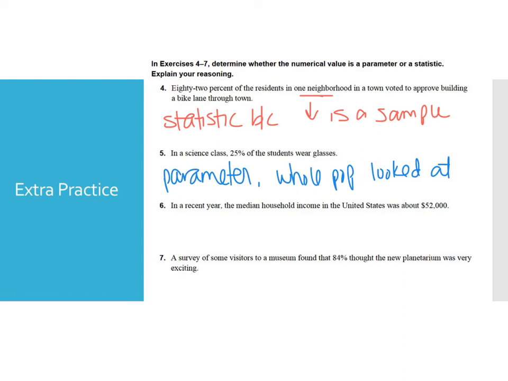So number 6, in a recent year, the median household income in the United States was about $52,000. So do we think that's a whole population, or do we think that is a subset or a sample? This is going to be the whole population. We're looking at everybody in the United States. So again, this is a parameter because we're looking at the whole population.